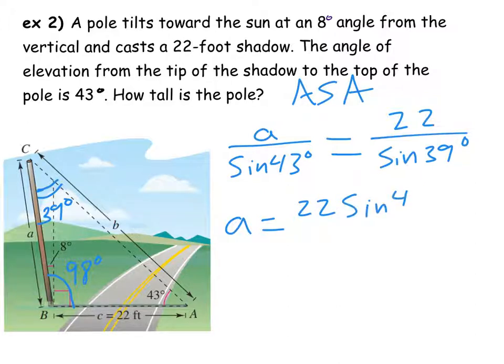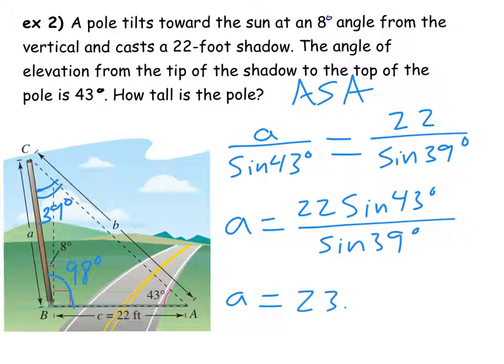22, we'll multiply both sides by the sine of 43 degrees. You get to that. Big ugly mess on the right side. It's actually not that bad. Okay? Throw that into your calculator, and you would get 23.8 feet. Our best approximation that we could get for how tall that pole actually is.